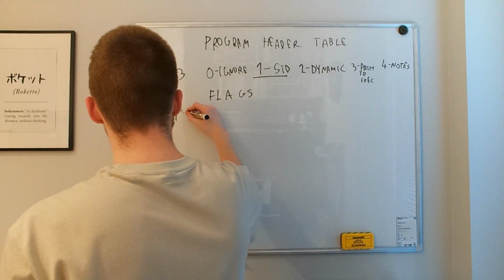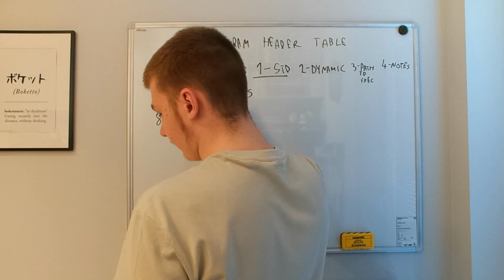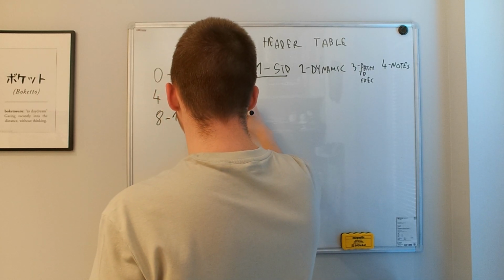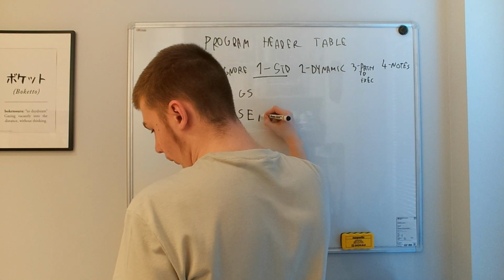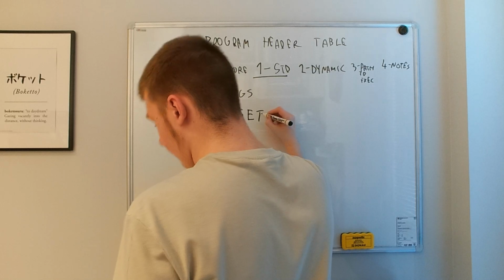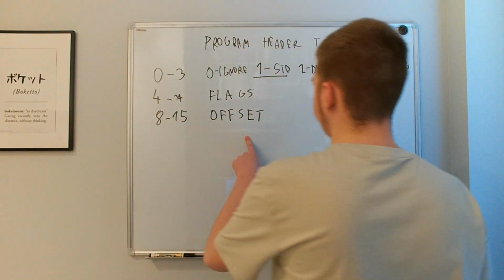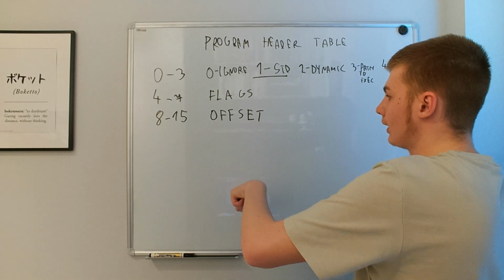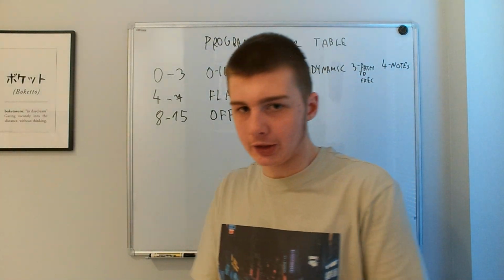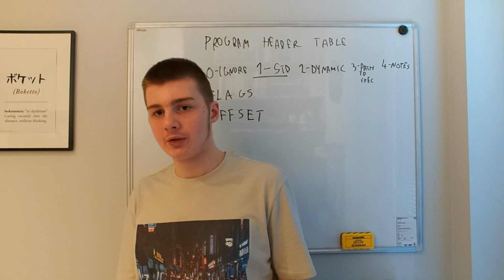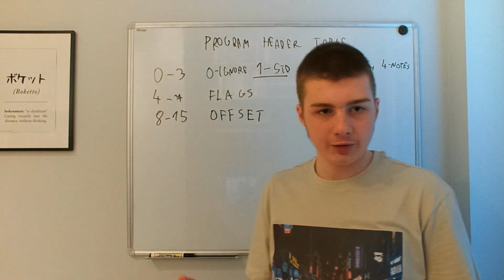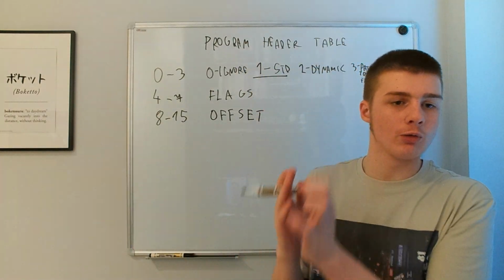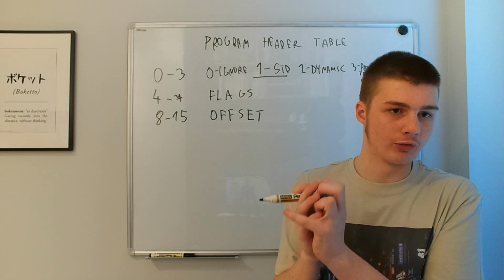Then 8 to 15 defines the actual offset of where in the ELF file you can find this section. This is the offset from the start of the ELF file. Where can you actually find this section of the ELF file?